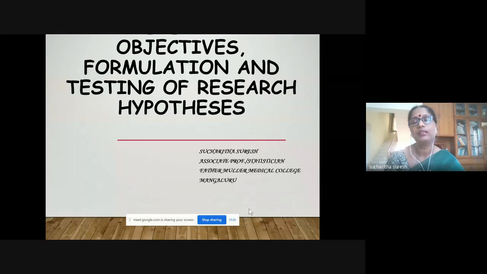We'll start with the session which has been assigned to me today: objectives, formulation, and testing of research hypothesis. There are too many things here actually. Objective, formulation, a little bit we have seen, formulation of hypothesis, a little bit we saw in the last class, that is yesterday.